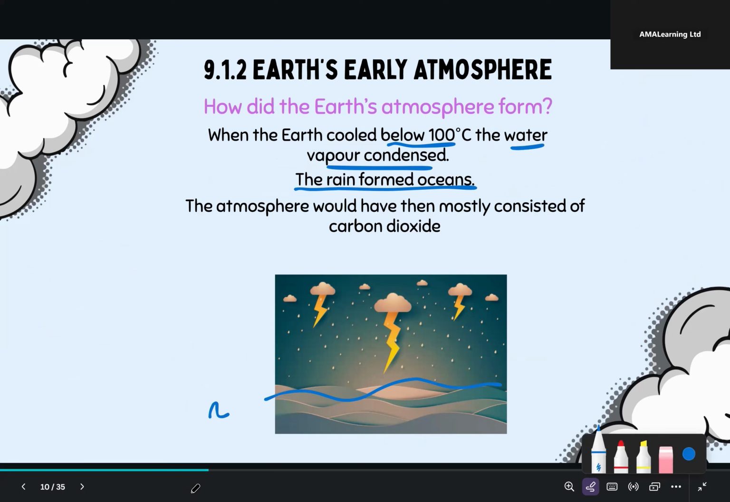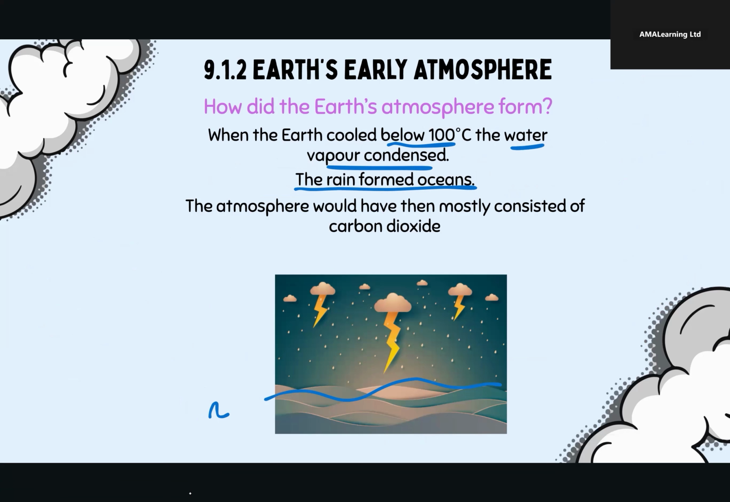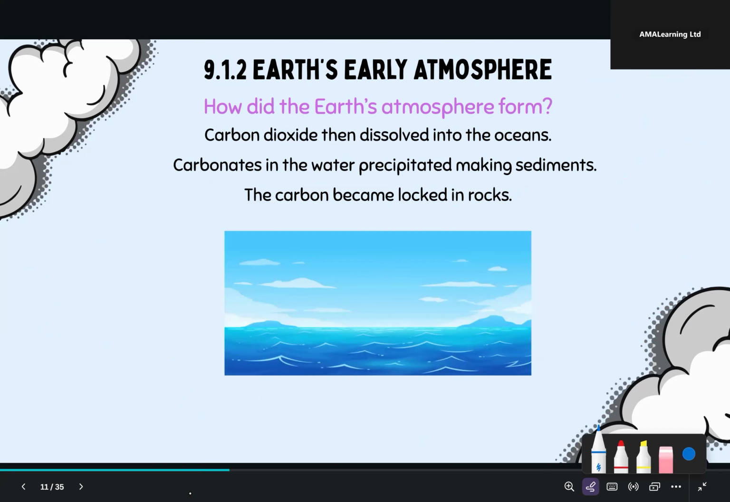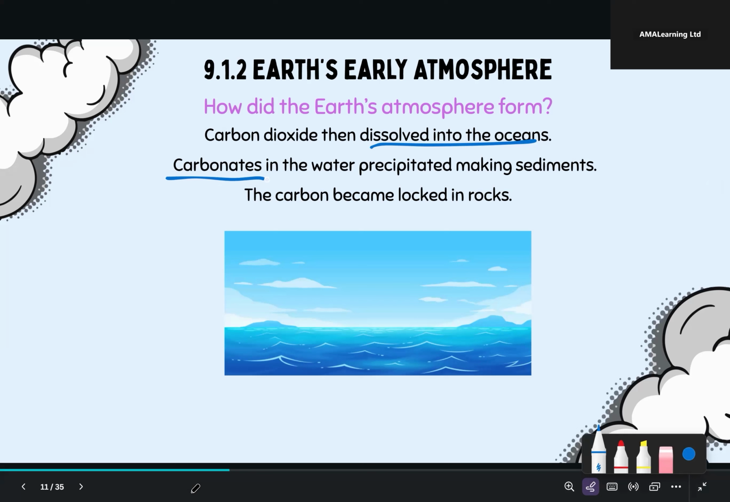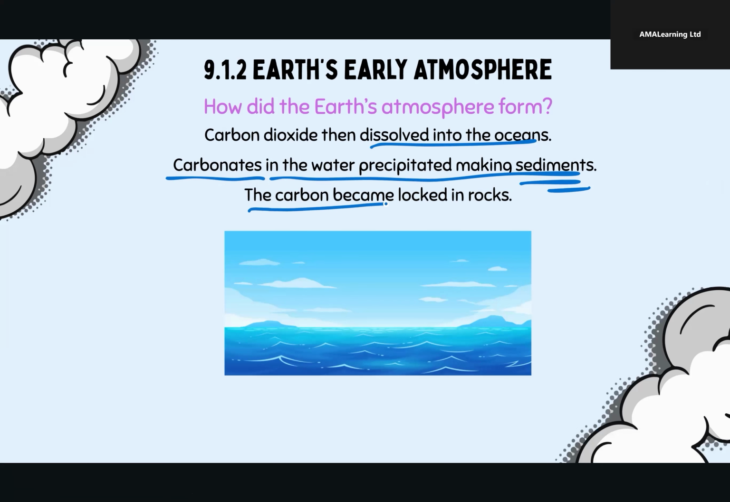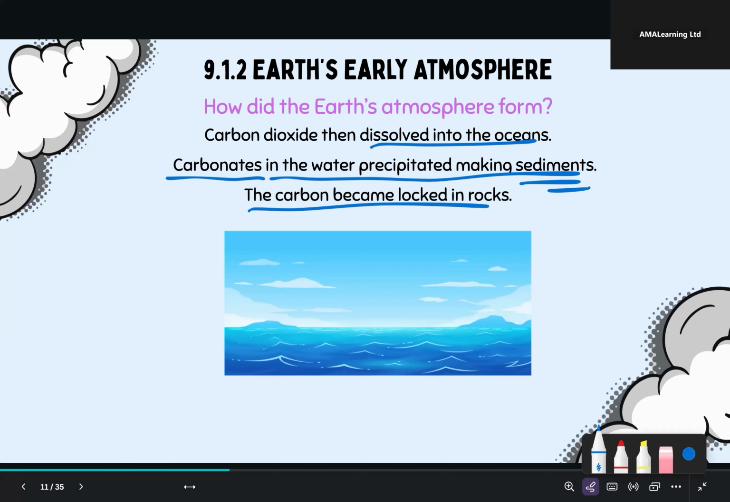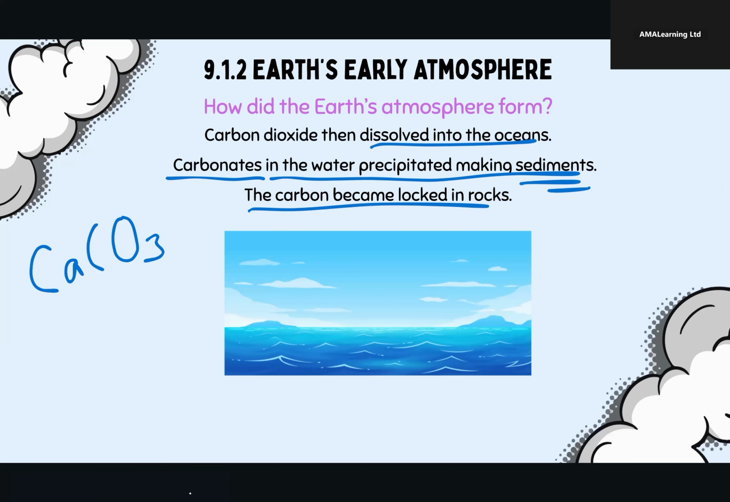Now, if the oceans formed, you've now got lots and lots of water molecules on the Earth, and what those water molecules would have done is absorbed some of the carbon dioxide. Now, the carbon dioxide that dissolved in the oceans would have reacted with some of the things in the water to form carbonates. So carbonates in the water precipitate, making sediments. And what do sediments make? Under pressure, sediments make rocks. So the carbon therefore became locked in rocks. So for example, limestone is a type of rock that's calcium carbonate. In fact, if you look at the shells of lots of animals that live in the water as well, that's also calcium carbonate.